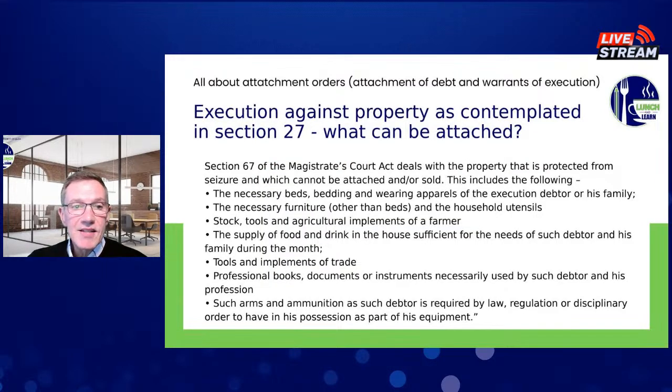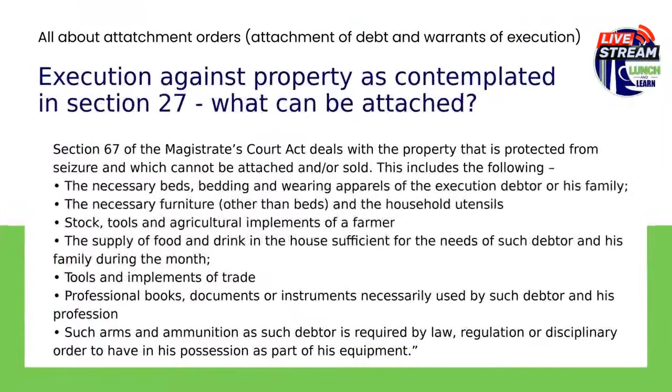So if one looks at Section 67 of the Magistrates Court Act, that deals with property that is protected from attachment and cannot be sold by execution. And those types of property include the following. Bear in mind that if the respondent lives in a little shack and does not have a lot of worldly possessions, certain things will not be attached, as they are protected from seizure and cannot be sold by public auction. These include necessary beds, bedding, and wearing apparel of the execution debtor or his family.